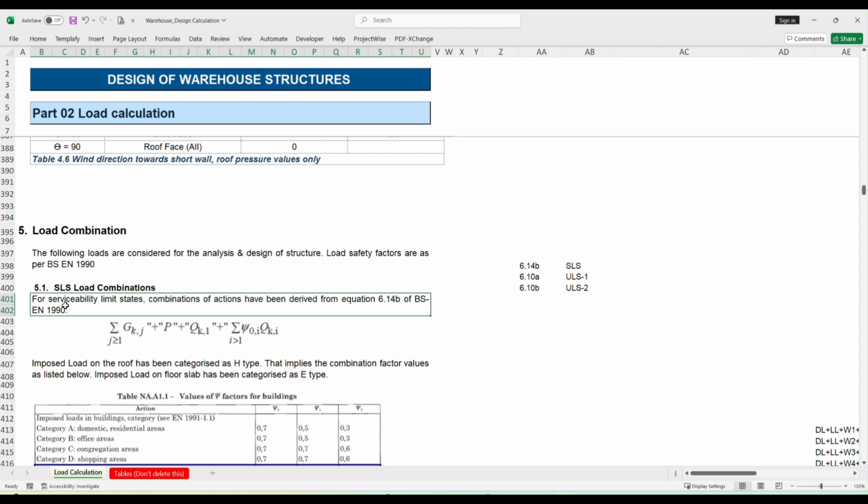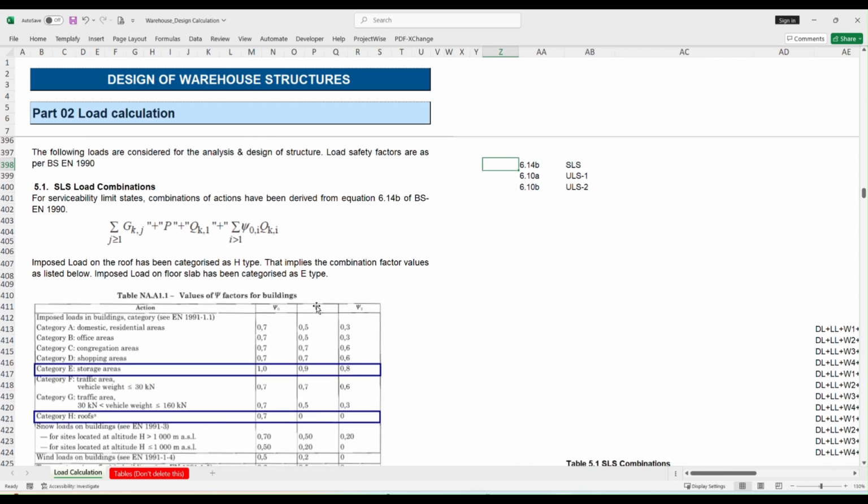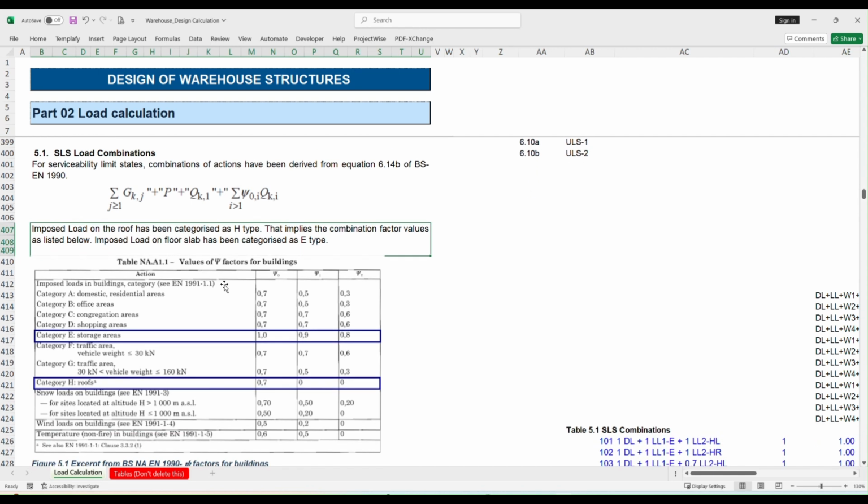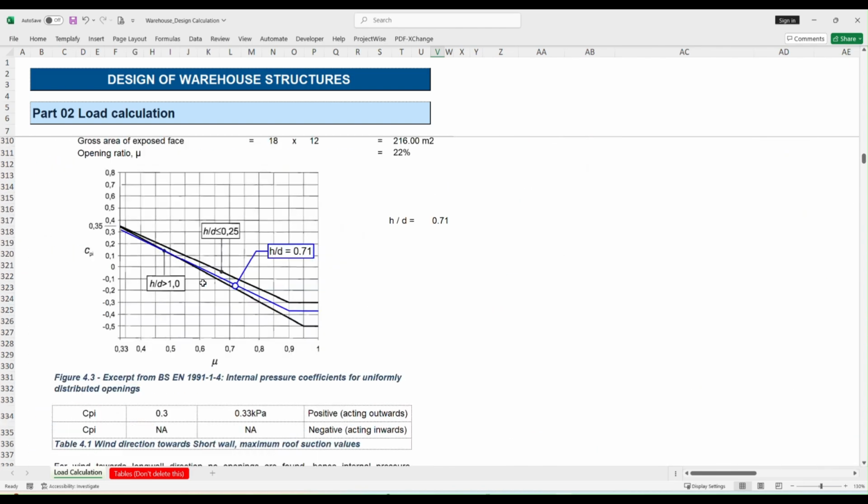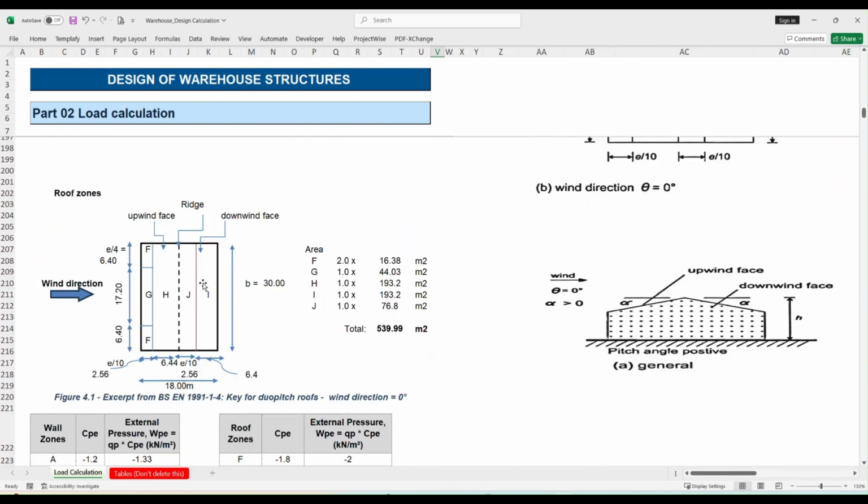Coming to the SLS load combinations, this is the general equation we need to follow as per 6.14b. Here the imposed load we are going to consider in two varieties: one is the floor load, which is for storage areas, category E, and for category H, the roof imposed load, which we have considered already in our load calculations in the previous video.